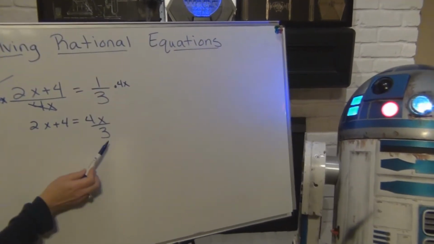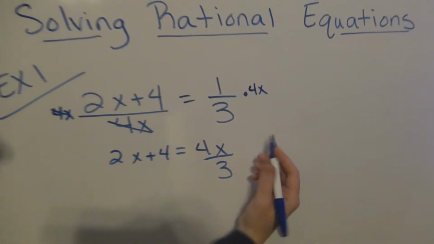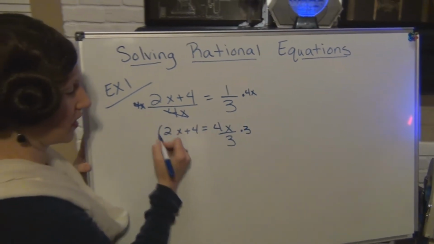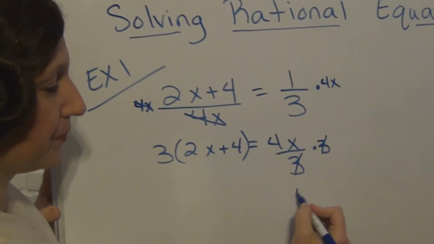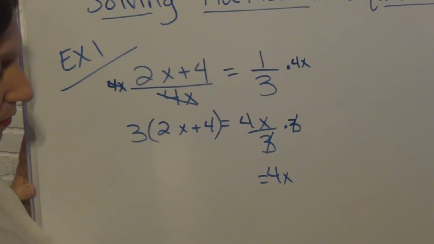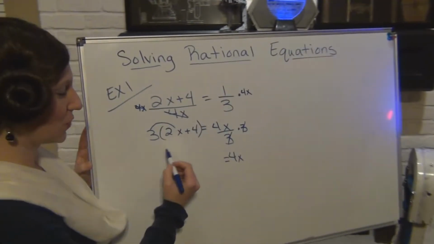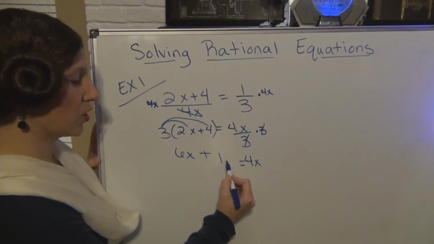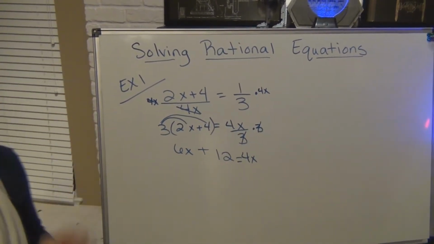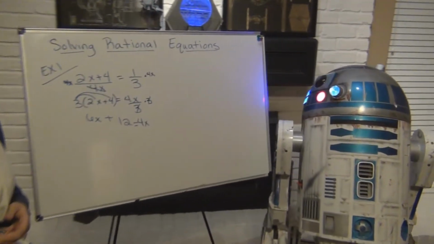Now I want to get rid of this division symbol. So I'm going to multiply by 3 on both sides to cancel this out. Alright, so now I'm going to distribute 3 times 2x is 6x, and 3 times 4 is 12. Now we have a simple equation to solve, right, R2? We know how to do it from here.